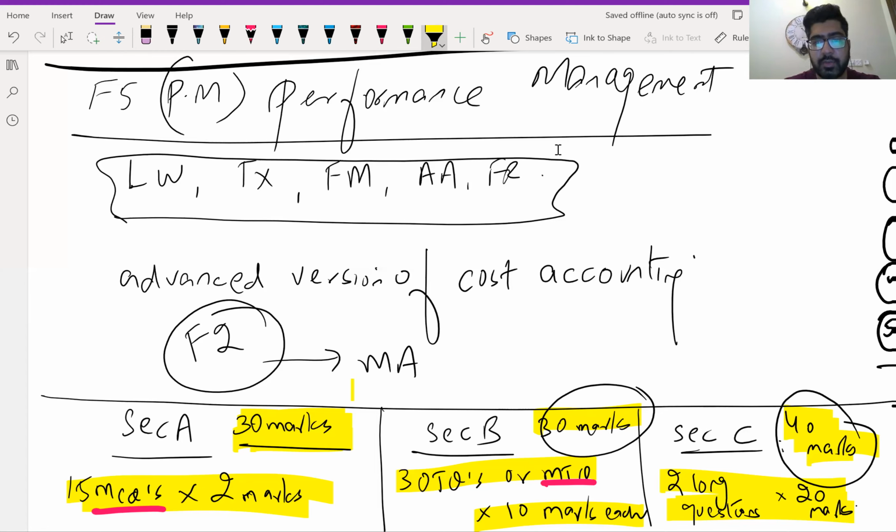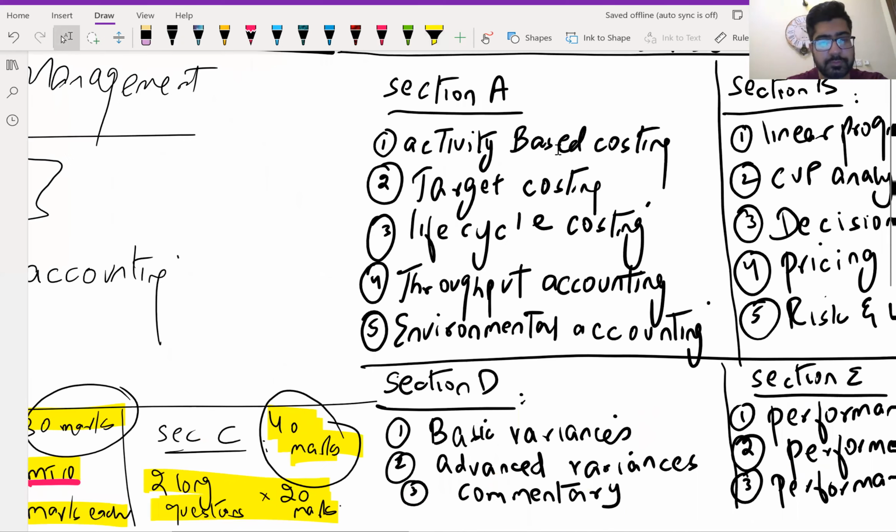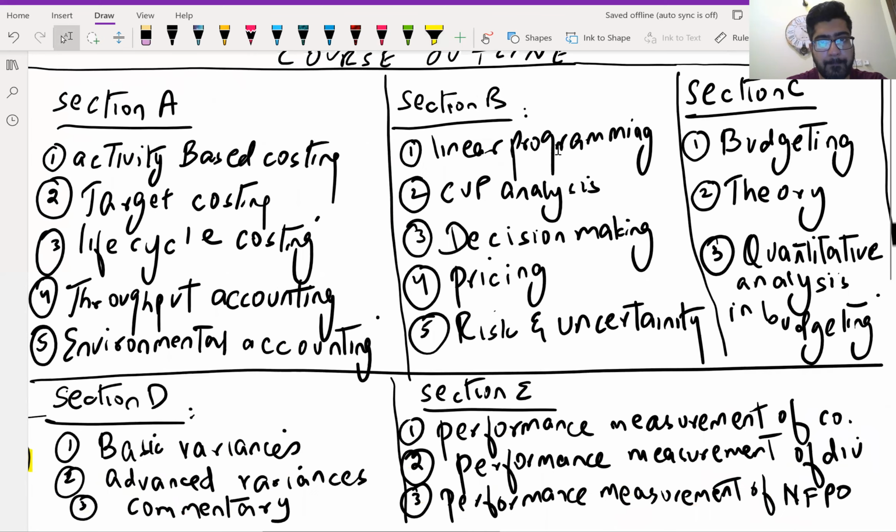Okay, after telling you this paper structure, that the paper is of 100 marks, section A 15 MCQs of 2 marks, section B 3 OTQs or MTQs of 10 marks, and section C 2 long questions of 20 marks, now comes what is there in this paper, what is the course outline. So this is the course outline.